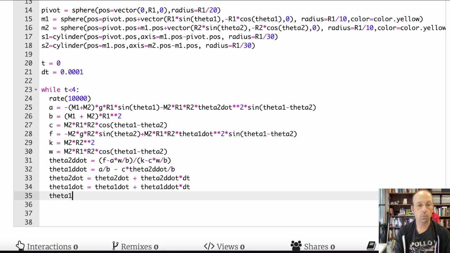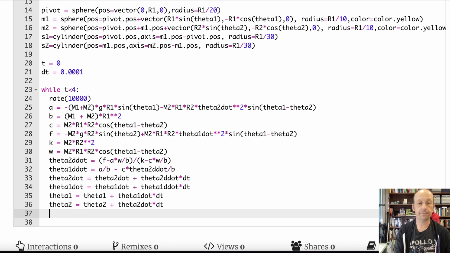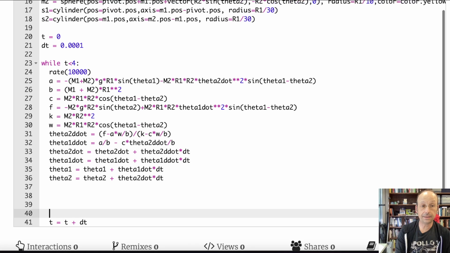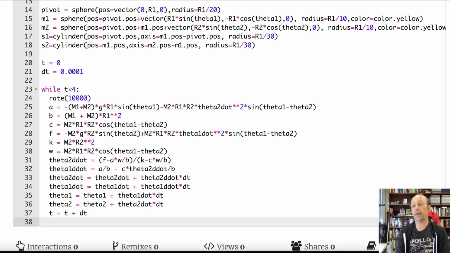Theta 1 equals theta 1. I did 2 first, but it doesn't matter. Theta 1 dot times dt. Theta 2 equals theta 2 plus theta 2 dot times dt. I've already updated time, right down there. Okay, so that's it. But now what I need to do is to update all the animations.